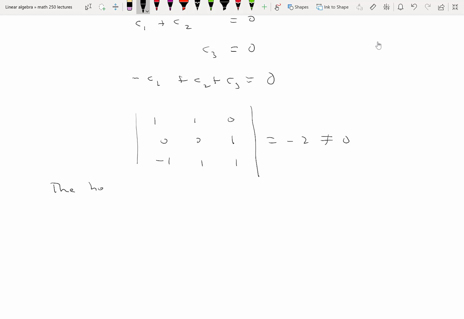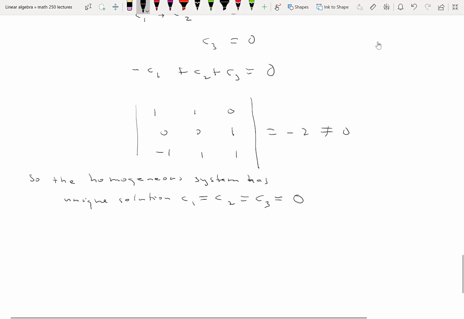So the homogeneous system has a unique solution. This is minimum explanation, by the way, for your exams and so forth, and your homework too. It has the unique solution C1, C2, C3 all equaling 0.